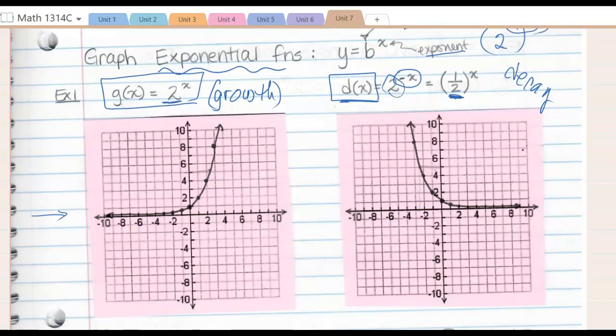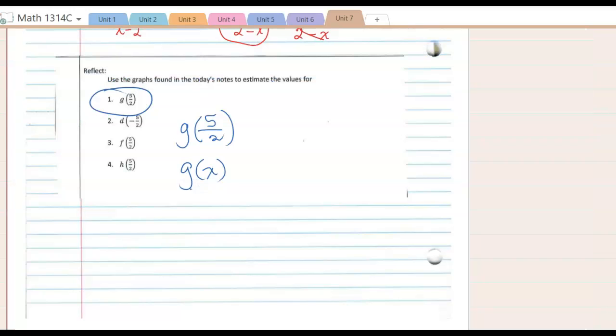In our first page of notes, we find the function of g of x. If we want to find g of 5/2, then I need to figure out the value for x. 5/2 is the same thing as 2.5. So I'm going to go to my graph at 2.5, and then I'm going to go up until I hit that point. So we can see that this is approximately 5, maybe 5 and a little bit. So we can go back to our reflect, and we can say that this is about 5 and a little bit. I'll say 5.1.